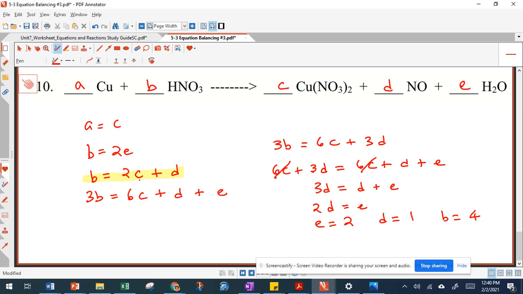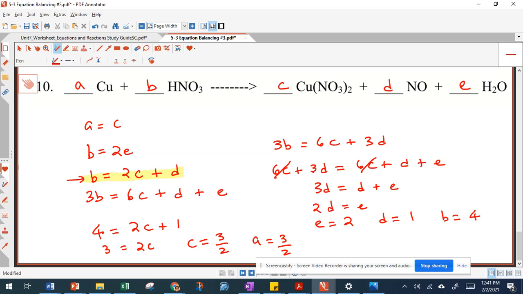So I'm actually going to use this equation here again to get a number for C. Using this equation here, if B is equal to 4, I could substitute 4 is equal to 2C plus 1. So now I'm going to solve it for C. So 3 is equal to 2C. So C is equal to 3/2. Now I could plug this number into this equation here. So this means that A is also equal to 3/2.